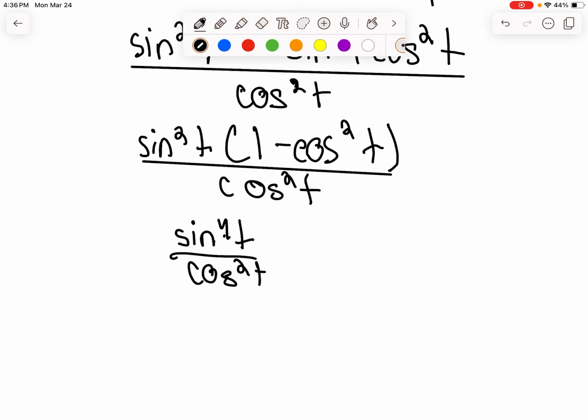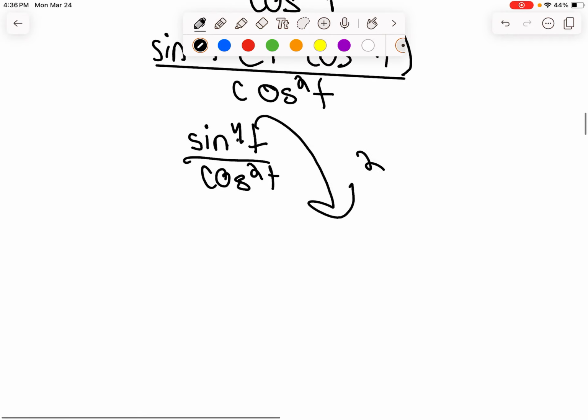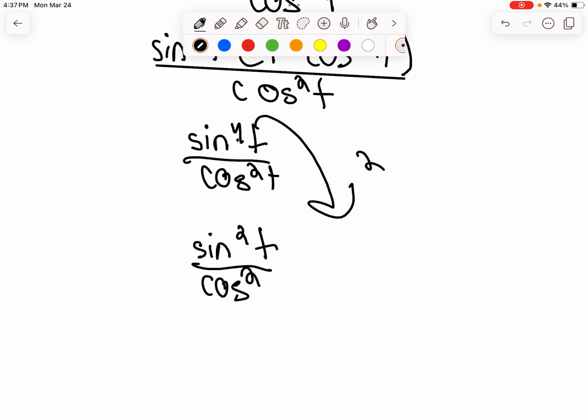We want to pull out 2 of these. We have 4 sines, we want to pull out 2. So let me redraw my arrow. I'm going to pull out 2 of them. This is probably the worst notation you've seen, but hopefully it gets my idea across. So we'll have sine squared t over cosine squared t times sine squared t.